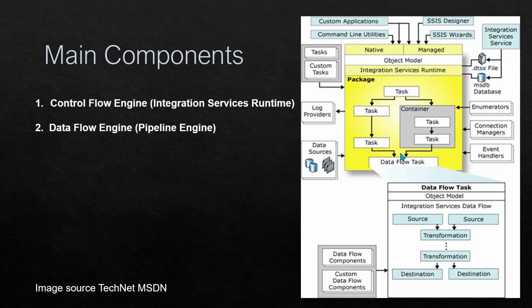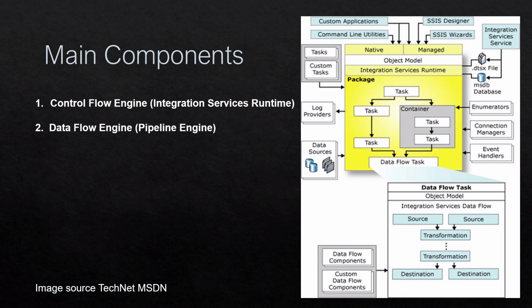The next is precedence constraint. Precedence constraints sit in between the tasks. These are the arrows that define the order and conditions under which tasks execute. So behind the scenes, the integration service runtime is what makes all this run. It executes the control flow, manages tasks, handles events, transactions and logging.